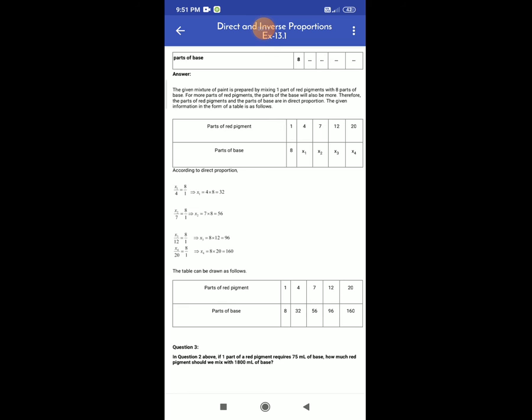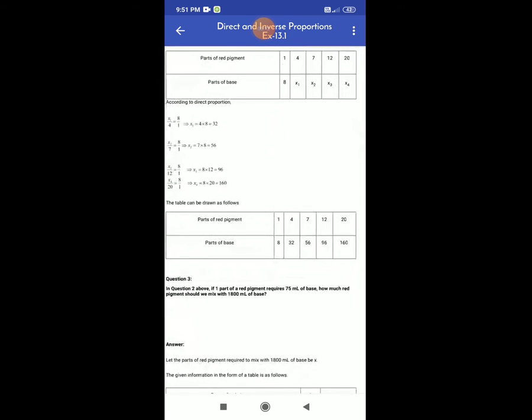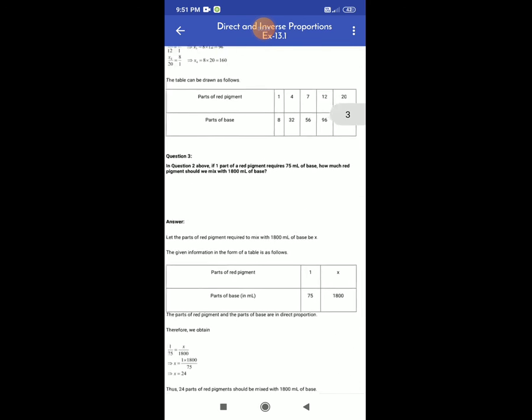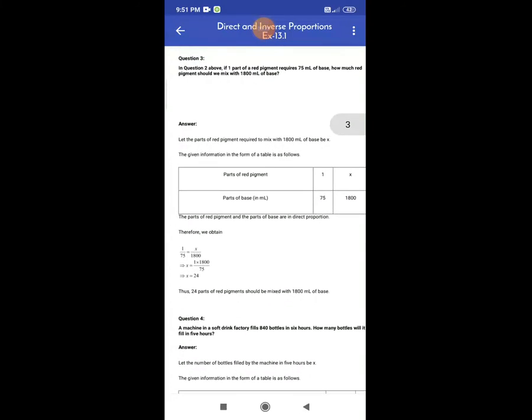So, the table can be drawn as follows. Parts of the pigment 1, 4, 7, 12, 20 respectively, and parts of the base is respectively 8, 32, 56, 96 and 160. Now one more question is on your screen.